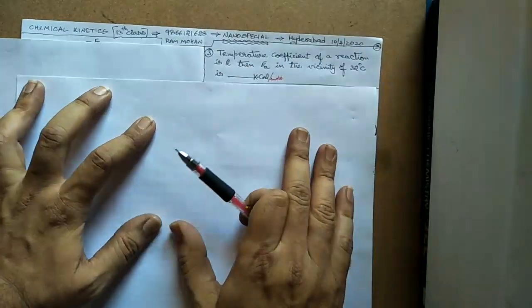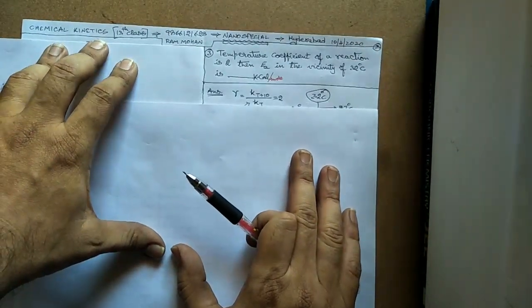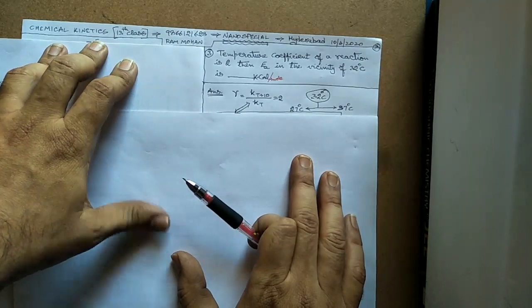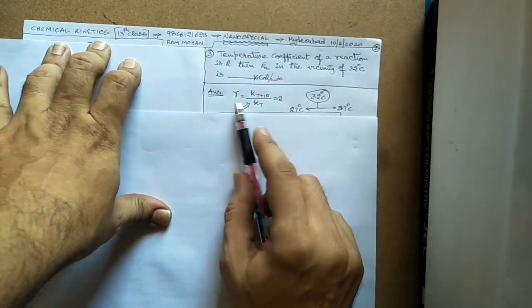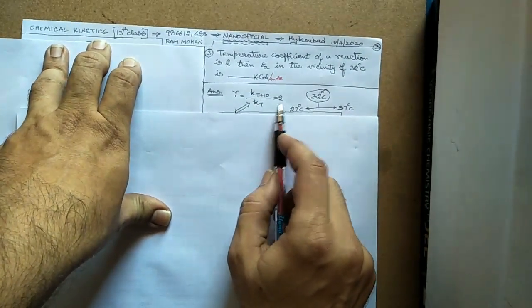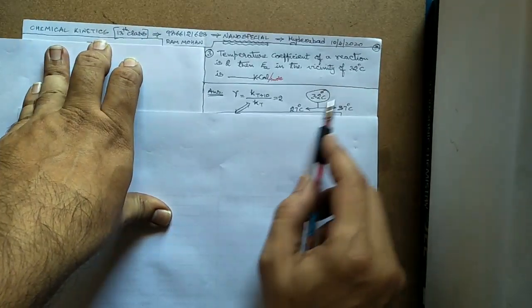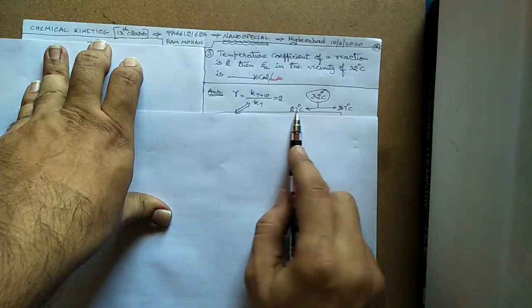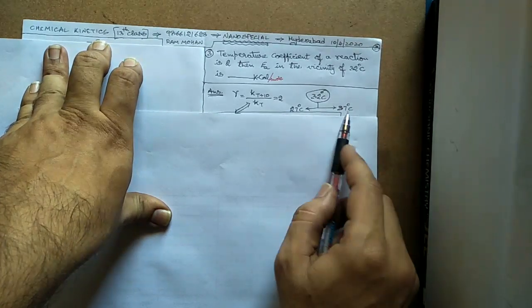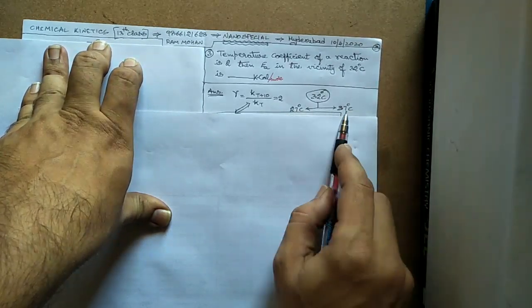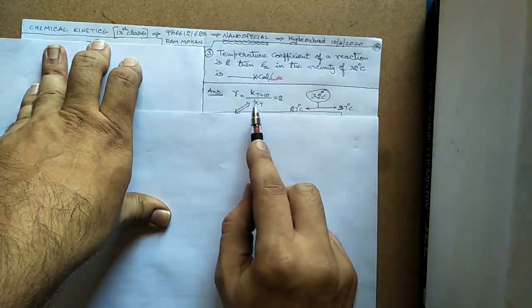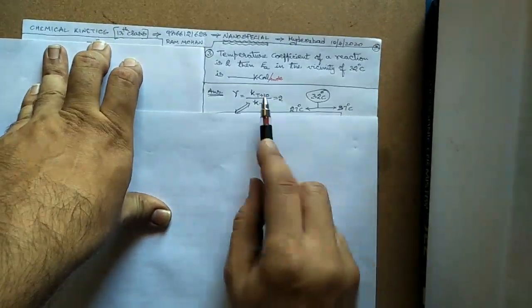Temperature coefficient. Okay, fine. Let's write those points first. Gamma, which is the temperature coefficient, Kt plus 10 by Kt, is given as 2. So in the vicinity of 32, I have to create 10 degrees around 32. So 5 lower, 5 higher, 27 to 37. That's T1, this is T2. Corresponding to T1, I have this. Corresponding to T2, I have that.